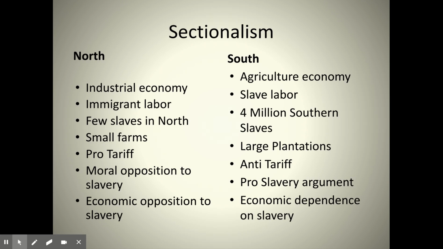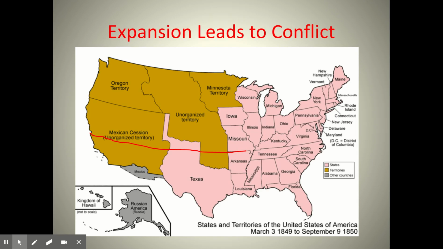We've talked about how the North has a strong moral opposition to slavery. It was the epicenter of the abolition movement, and in the South, we talked about the pro-slavery argument. In the South, they felt the economic dependence on slavery, and in the North, they had economic opposition to slavery.